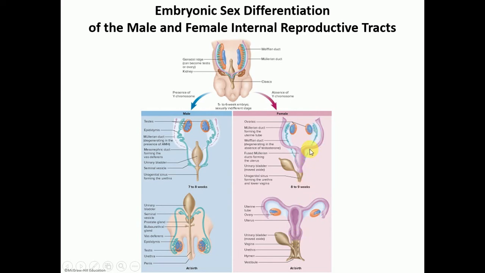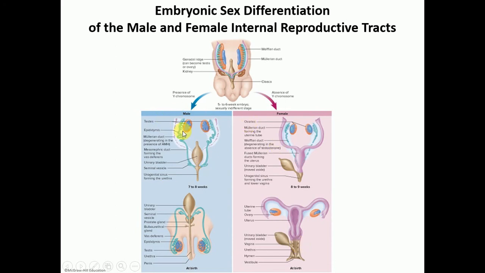But you will see here that there is the disintegration or the deterioration of the Wolffian duct. The part of the urinary system that we talked about is going to end up making the urinary bladder, and it will also kind of deflect back in order to make the lower part of the vagina.